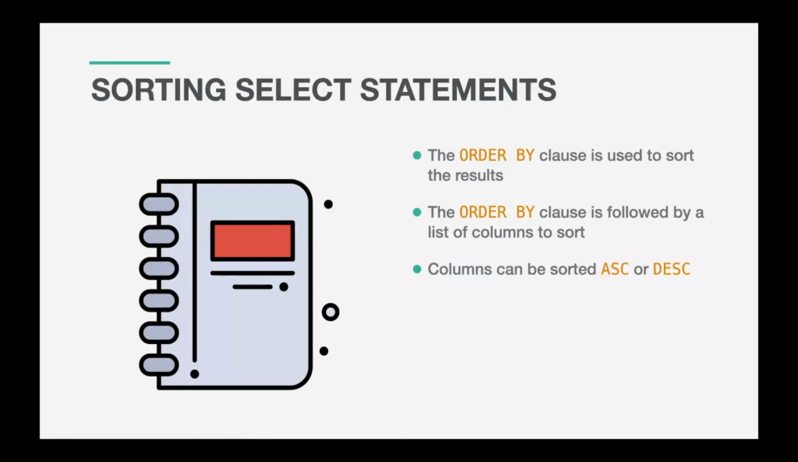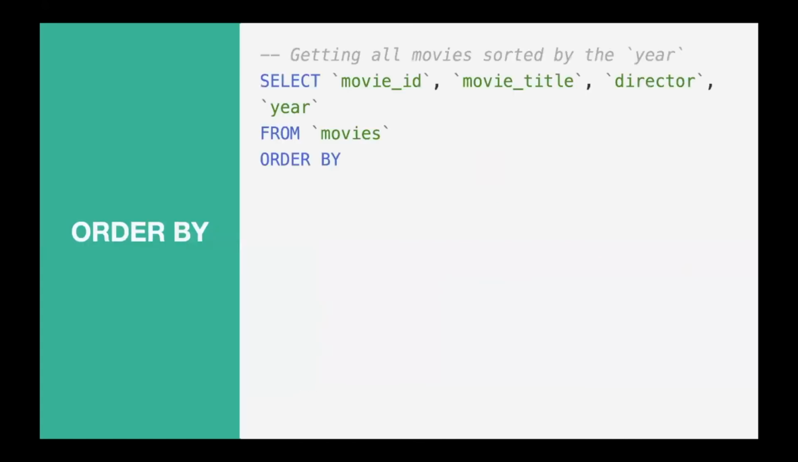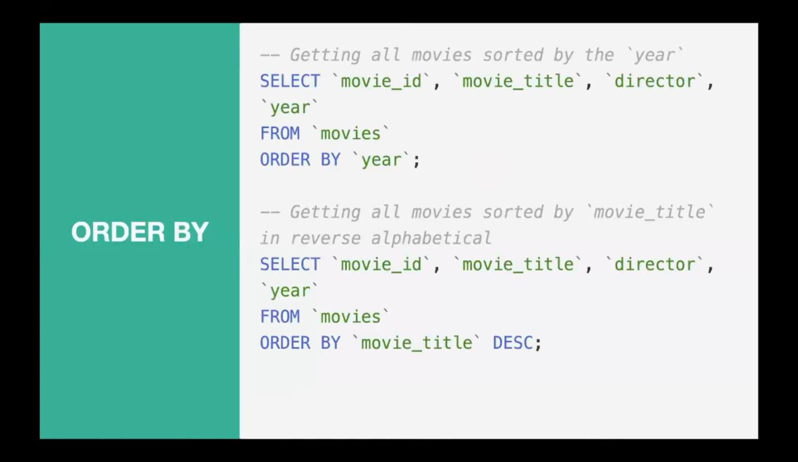Let's take a look at an example here. Again, we're selecting our movies. This time we're adding year to our columns: movie ID, title, director, year. And we're getting it from the movies table. Now, we don't want to just get these movies in any order. We want to get them in order by year, so we're going to do order by the year column.